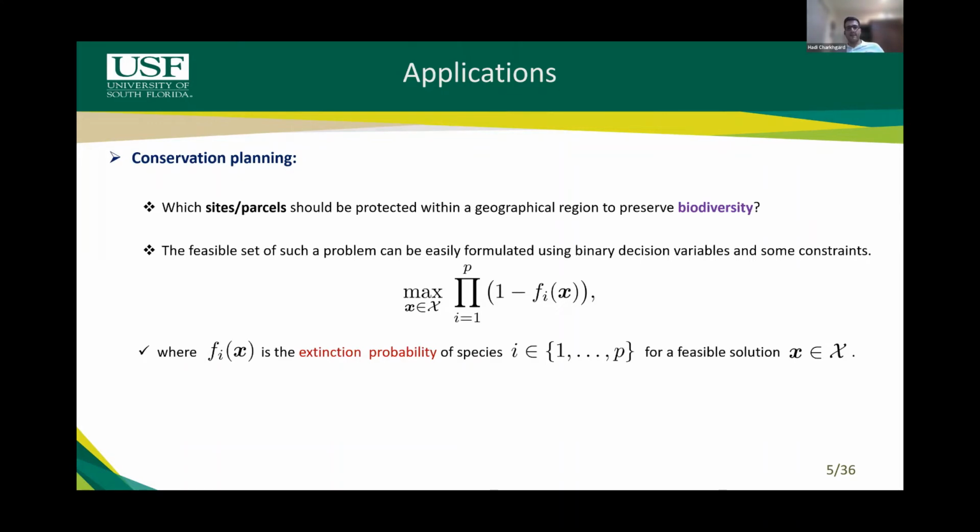So you're trying to maximize this multiplicative function. You have 1 minus f_i of x, where f_i of x is the extinction probability of species i. So you have p species. What you try to do is maximize the survival probabilities of all the species together, so you try to save as many species as possible. You can also solve a minimization form of this problem if you're interested in saving not necessarily all of the species, but at least one of them. So you try to minimize the product of their extinction probabilities. You can solve any of them if you like.